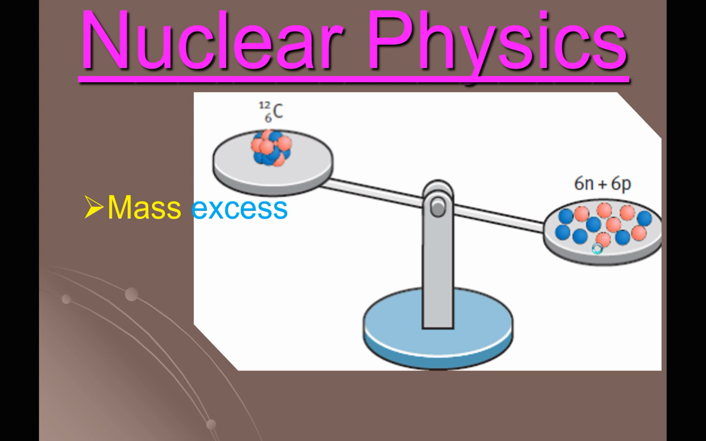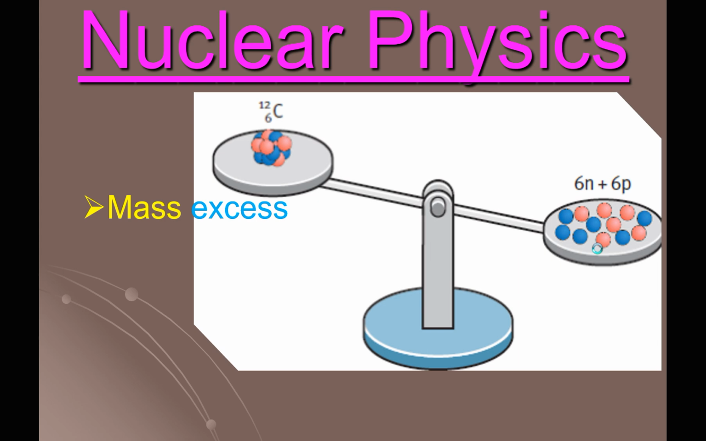Experiments show that the total mass of the 6 protons plus the 6 neutrons is greater than the mass of a stable nucleus of carbon-12. The separate nucleons have a total mass greater than the nucleus itself.